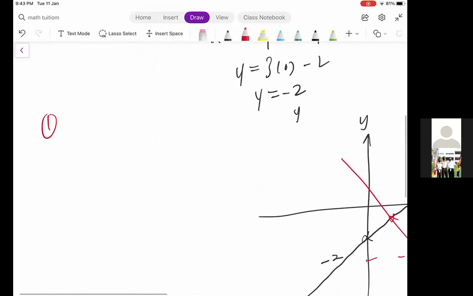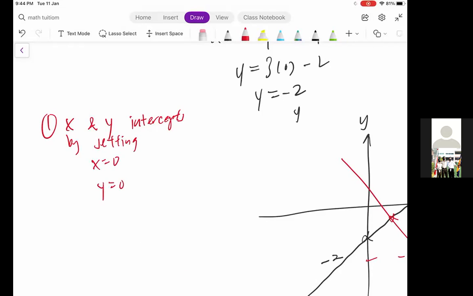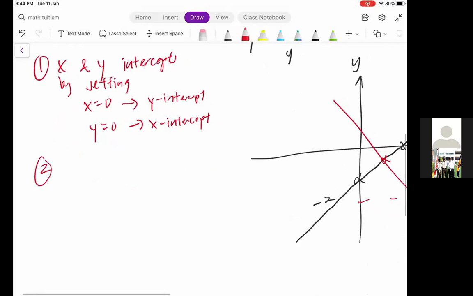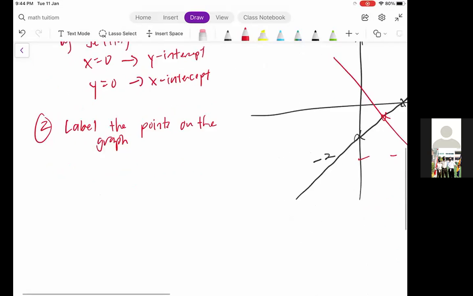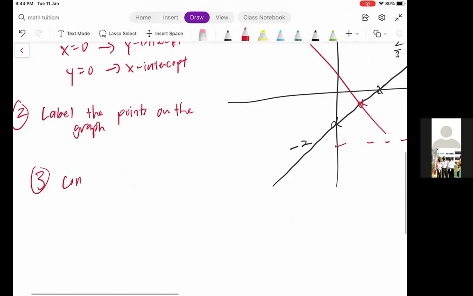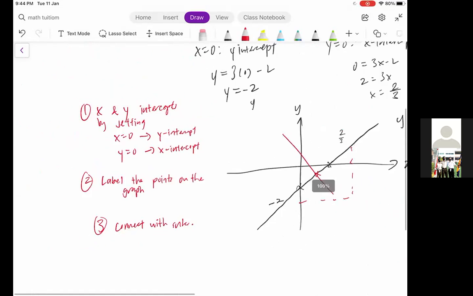The first step is to find your x and y intercepts by setting x equals to 0, y equals to 0. This is for your y-intercept, and this is for your x-intercept. Then your second one would be to label the points on the graph. And then your third one, connect with ruler.